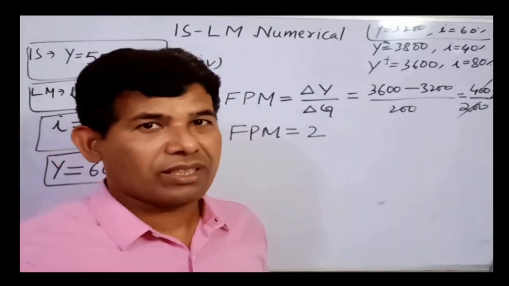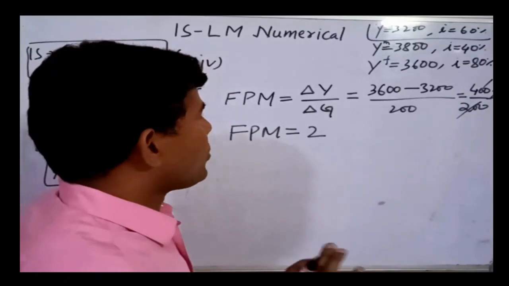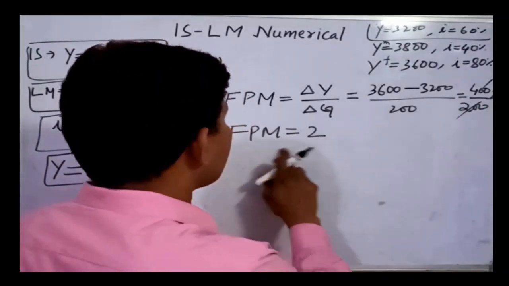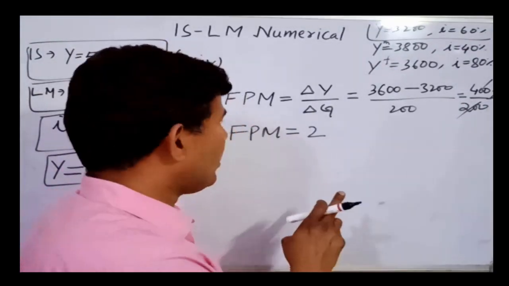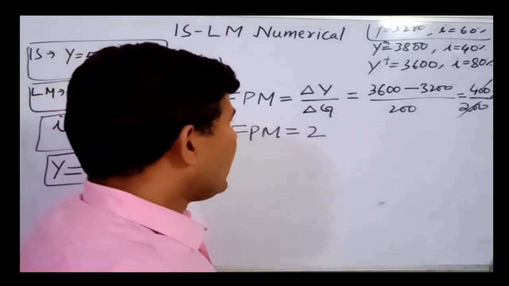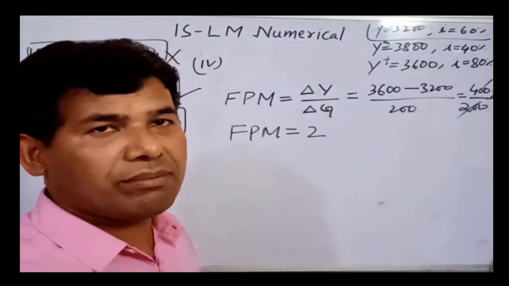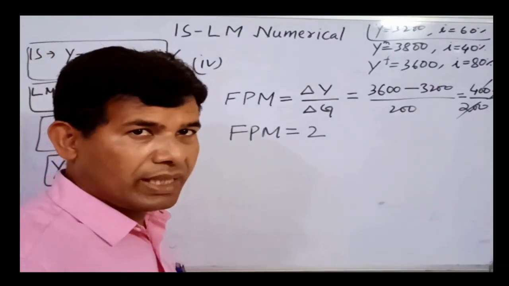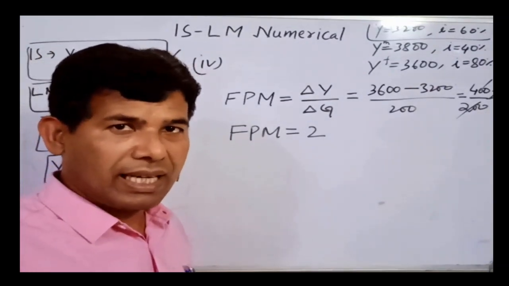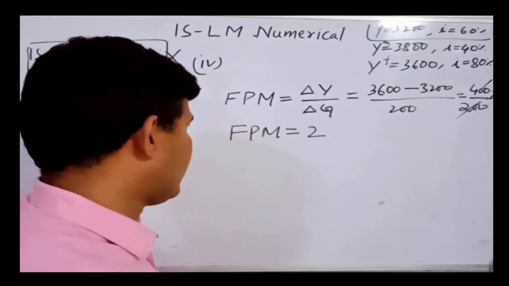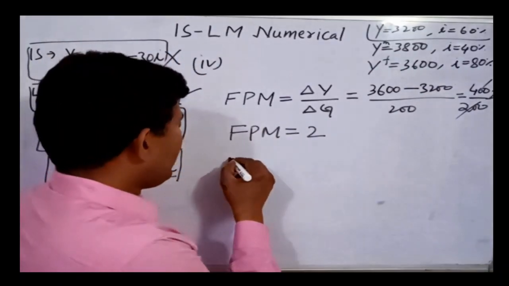Because interest rate does not rise, your fiscal policy multiplier is effective by the value of 2. Similarly, the way we have calculated FPM, we can also calculate the monetary policy multiplier, as it is being asked in the questions.